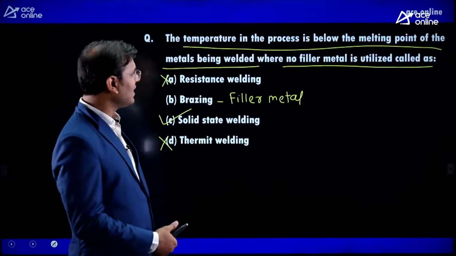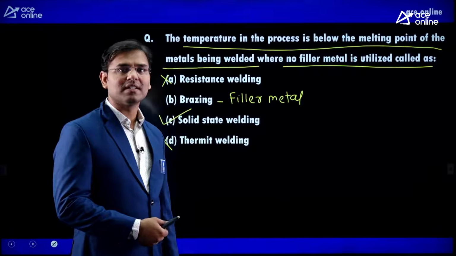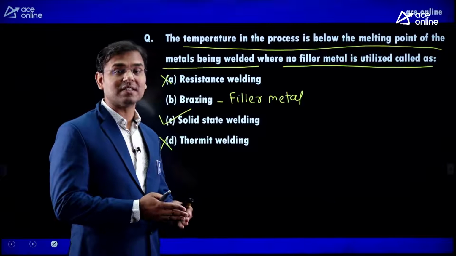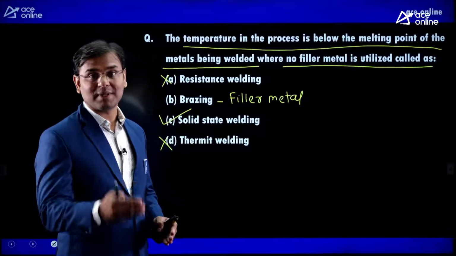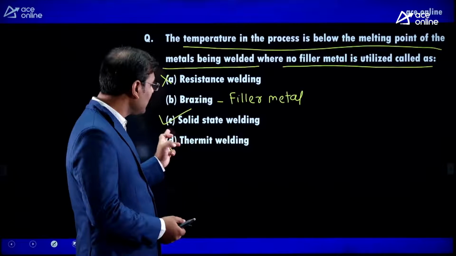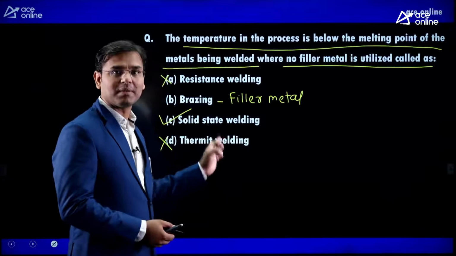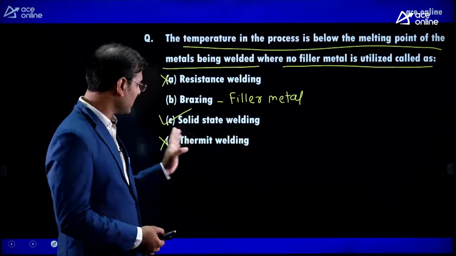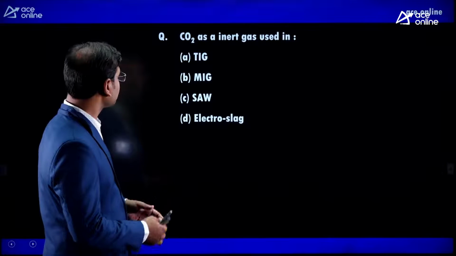In solid state welding, the temperature developed in the components in the joining plate is lesser than the melting point temperature. Okay, but filler metal is not used in solid state welding, while it is used in brazing. And the correct answer is option C.